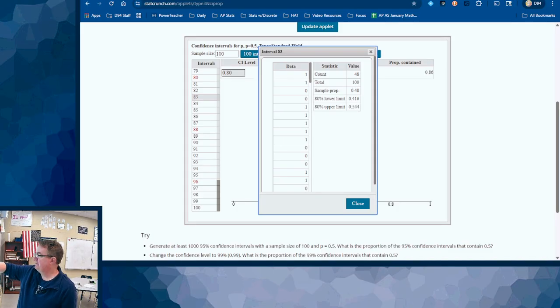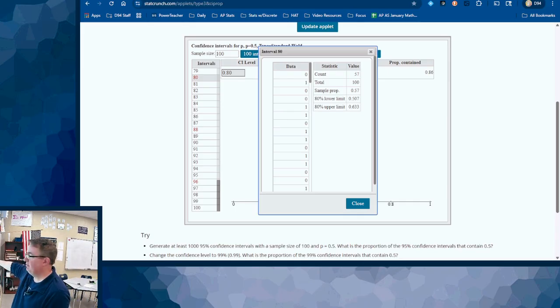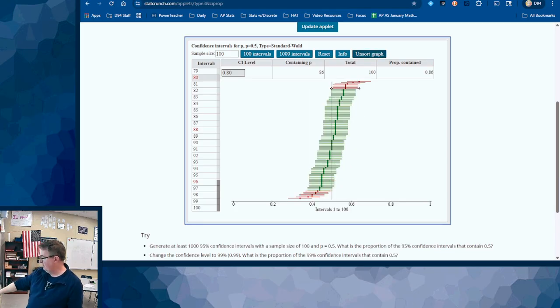That's in contrast to, let's say, up here, 80s in red. We had a count of 57 that were successful, so that gives us a p hat value of 0.57, the sample proportion. And notice here, the lower limit, if you can read that, is 0.507. And then the upper limit is 0.633. So that one doesn't get it. So again, any of these red ones are the ones that don't work. And in fact, you can even sort them if you wanted to. So notice down here in the bottom, those are the confidence intervals that were too small to contain 50%. And the ones on the top are too big to contain 50%.